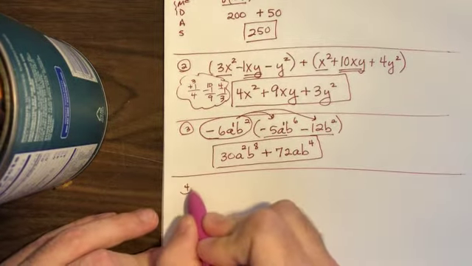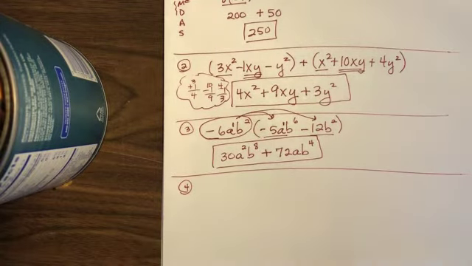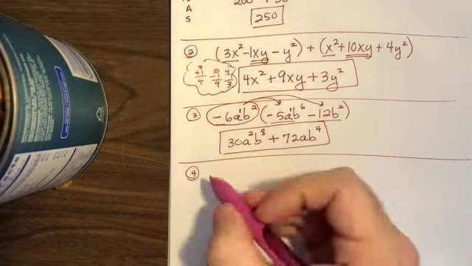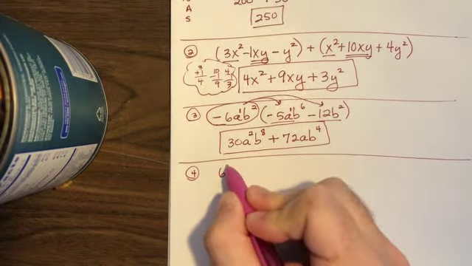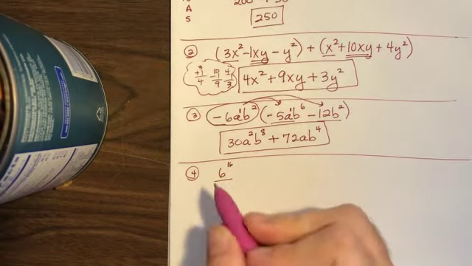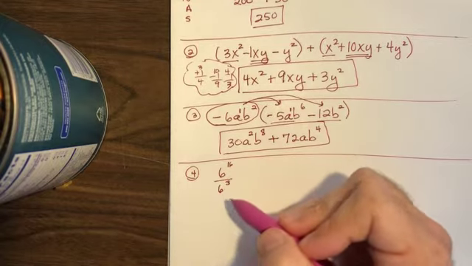Number 4 starts with the dividing. Now with dividing, there's a rule that says that anytime you have the same base, you subtract the exponents. It's literally the opposite of when you multiply two things to the same base where you add the exponents. Here you're going to subtract the exponents.